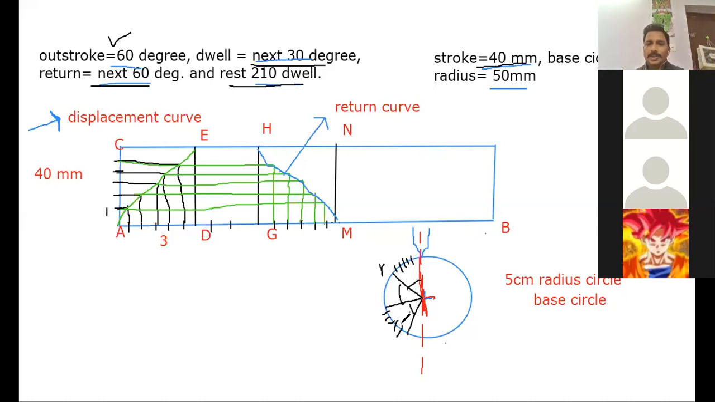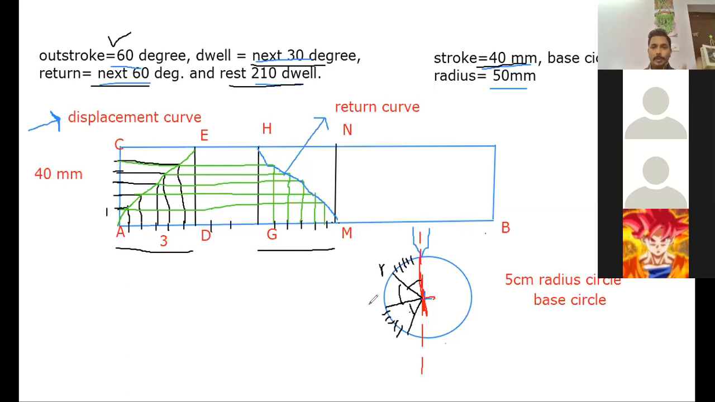Okay, Sahan, is it understood what we have done? Yes, sir. Okay, so on the return as well as for the outstroke, we have marked the same number of divisions as we have done on the displacement curve. Here also we have marked 6 divisions, and line GM also we have marked as 6 divisions. So the same divisions are to be marked on the circle, correct?